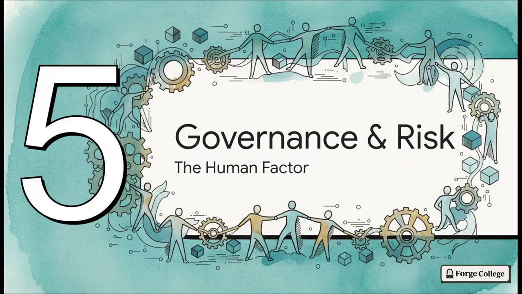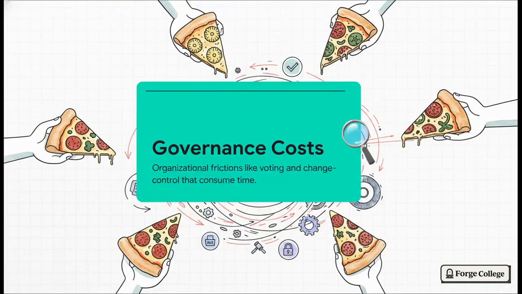Step 5. Governance, risk, and resilience, the human factor. Because so often the absolute hardest part of building distributed systems isn't the code, it's distributing the human decision-making. Governance costs are basically organizational frictions, things like voting, arbitration, and complex change control processes. These consume massive amounts of time and create enormous points of failure when multiple different stakeholders have to agree on protocols. Honestly, getting governance agreement across different enterprise organizations is like trying to get 5 completely different departments to agree on a single pizza topping. It's messy, it takes forever, and everyone wants something different.